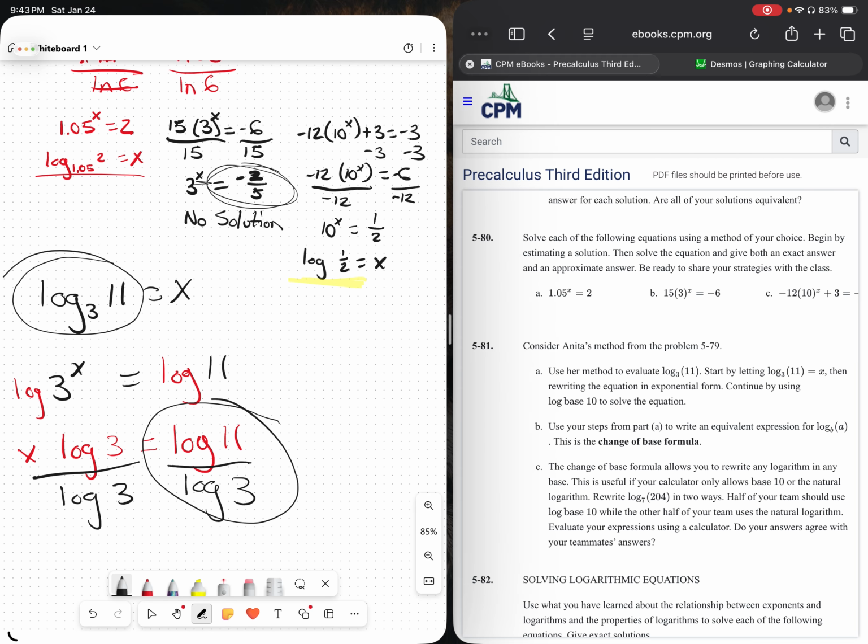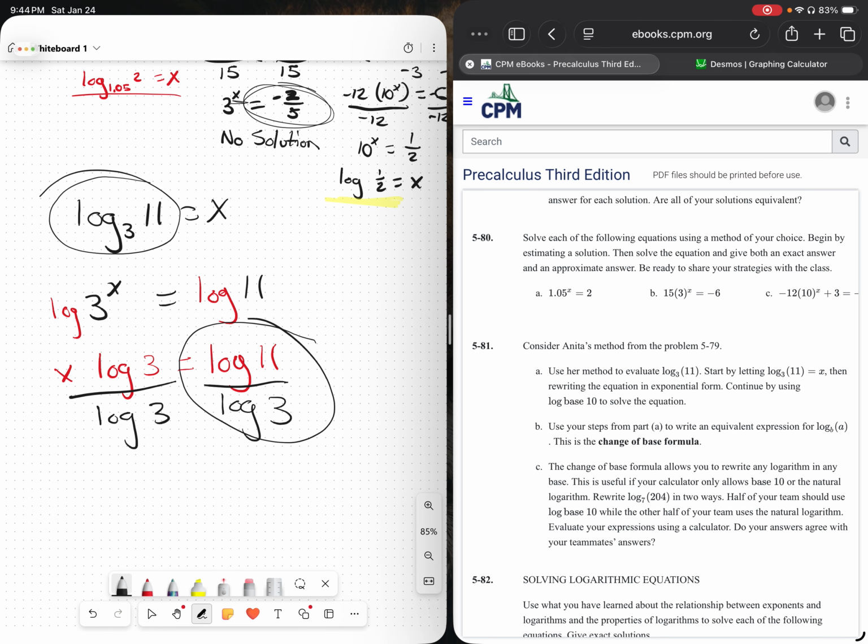That is what they're referring to as the change of base formula. They're changing the base from 3 back to base 10. This was really useful on older calculators that would only work with log base 10. Like the old TI-83s or anything before that wouldn't have a log where you could change the base.